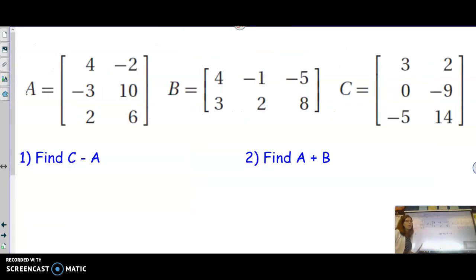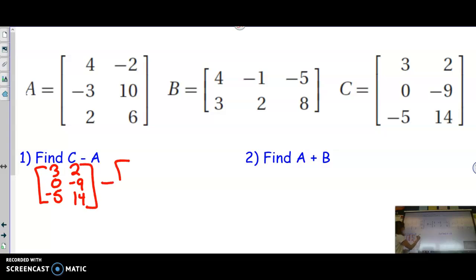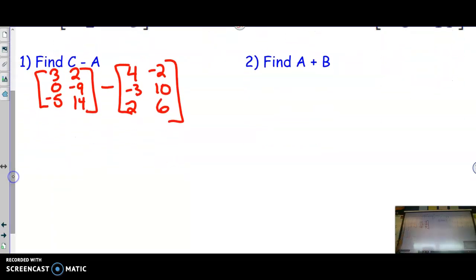So to show you an example worked out, if I want to do C minus A, I'm going to take matrix C. So I just copy that down: 3, 0, negative 5, 2, negative 9, 14. And I'm going to subtract matrix A. Matrix A is 4, negative 2, negative 3, 10, 2, 6. And literally what you're going to do is subtract each entry. So to get my answer, I'm going to do 3 minus 4, which is negative 1. Then I'm going to do 2 minus negative 2. Since I am subtracting a negative 2, that becomes addition. So 2 minus negative 2 is 4.